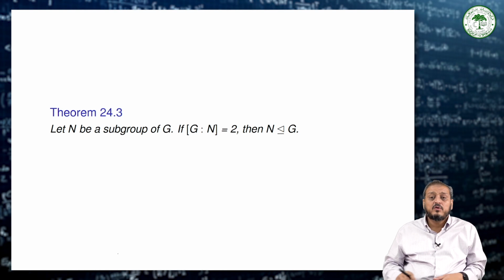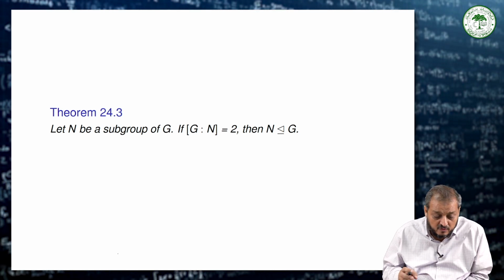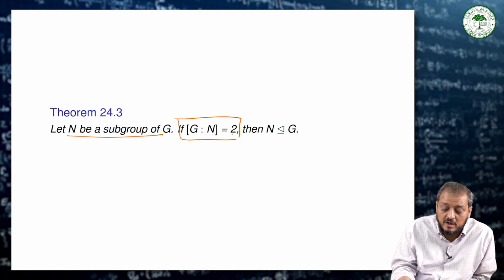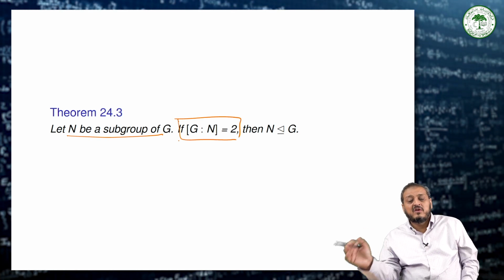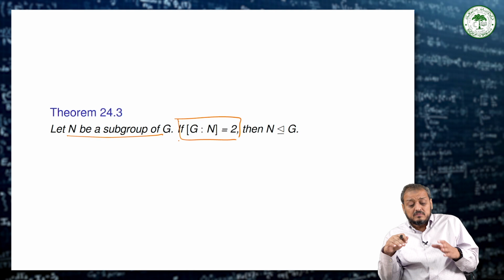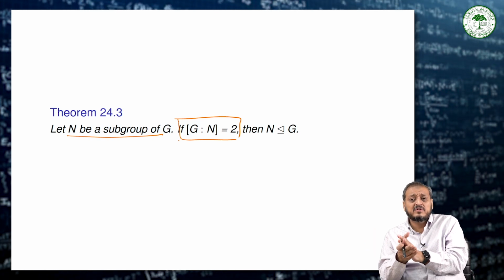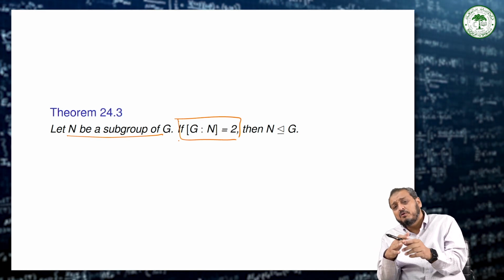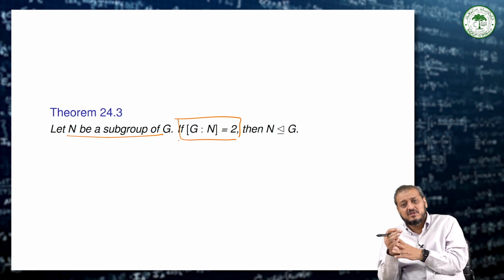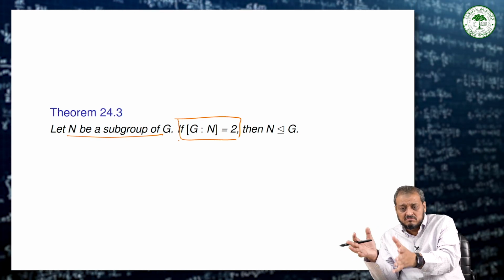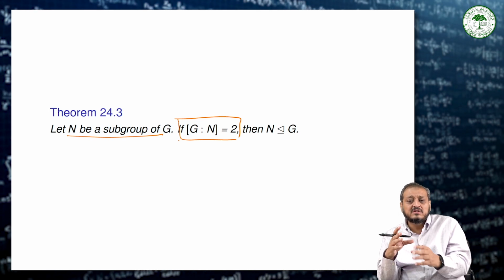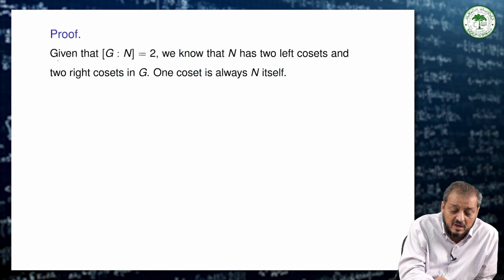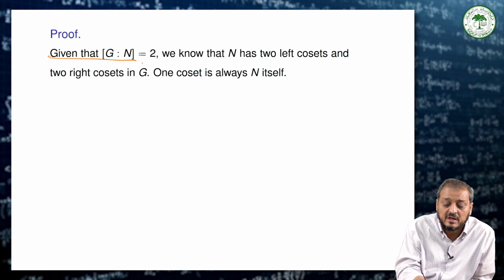So now we prove the next result, where N is a subgroup of G. If the index of N in G is equal to 2, then N is always normal in G. So we say that if we have any subgroup, we calculate its index in G, and if the index is equal to 2, then N is always normal in G. So let us try: given G, and the index of N in G is equal to 2.